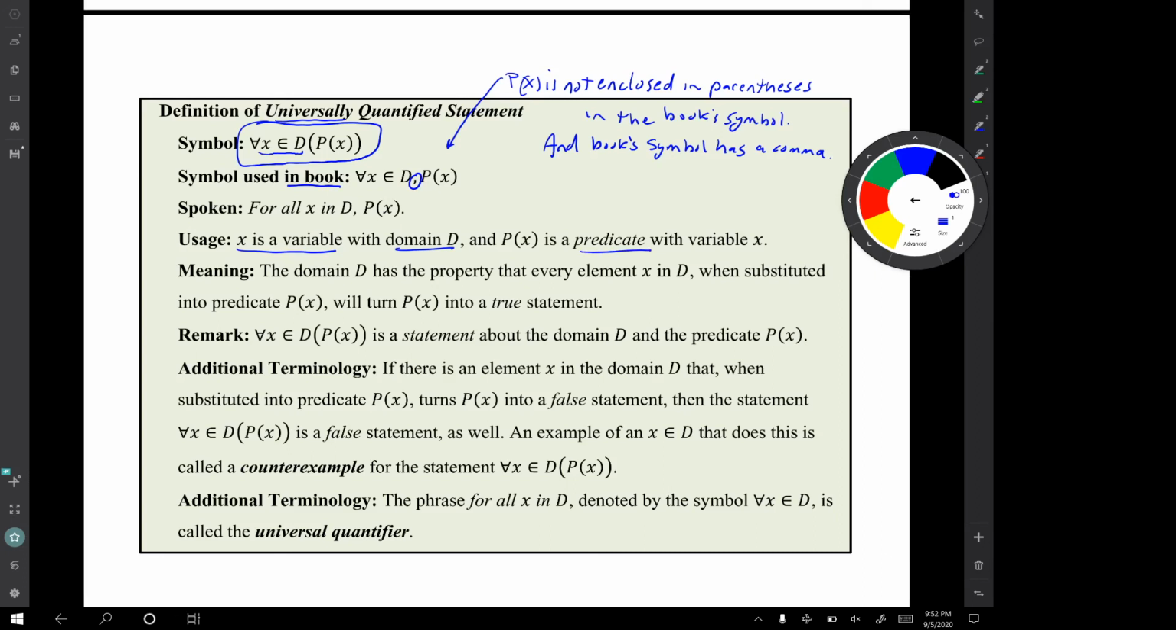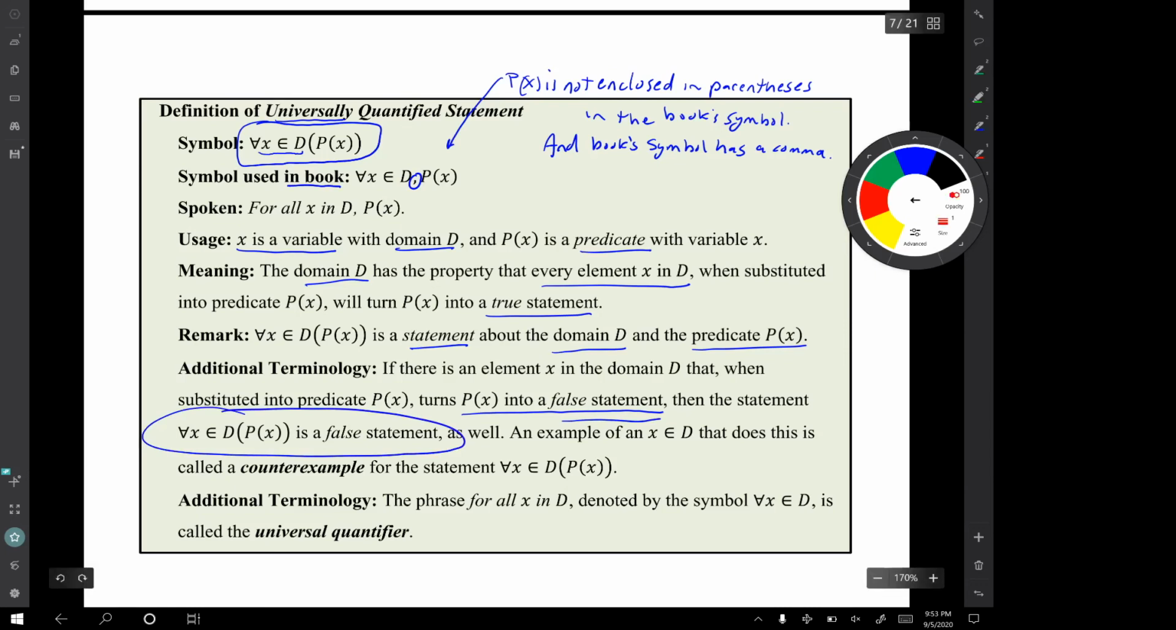Now, what does this symbol mean? Well, it means that the domain D has the property that every element in D, when you substitute it into predicate p of x, will turn p of x into a true statement. So notice, that's a statement about the domain D and the predicate. Now, if there is an element in the domain D that when you substitute it into the predicate turns p of x into a false statement, then this statement is false as well.